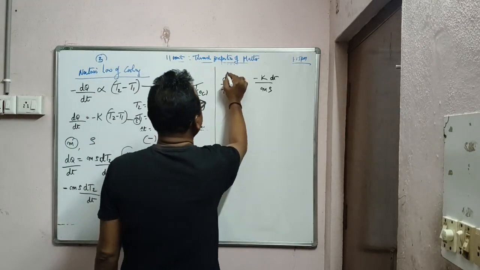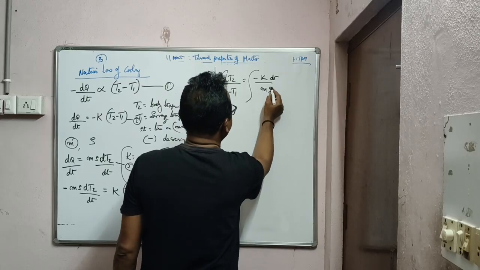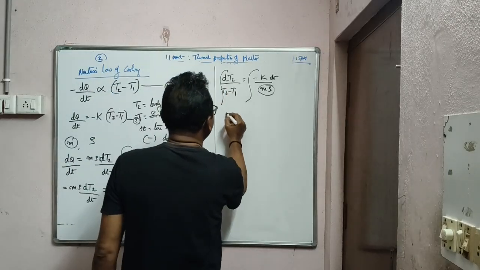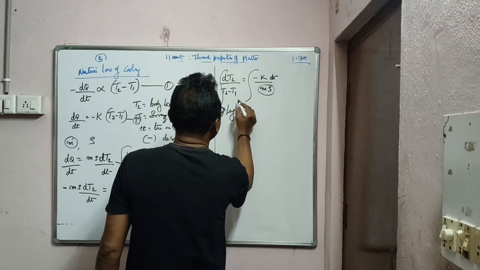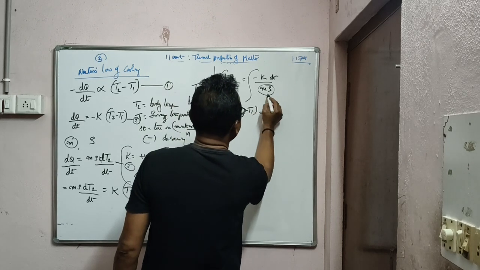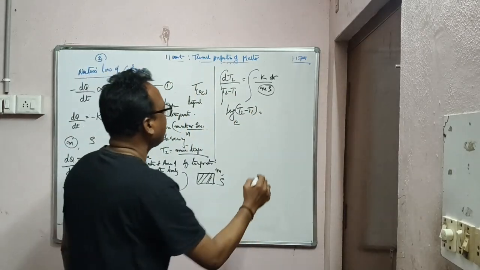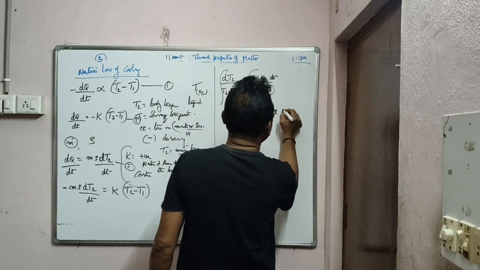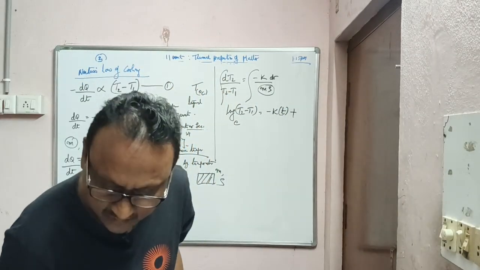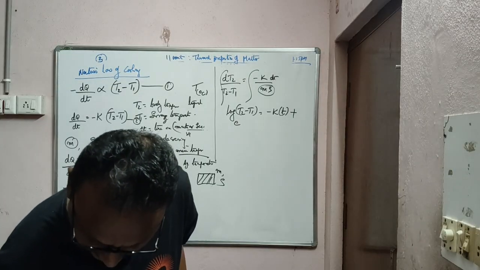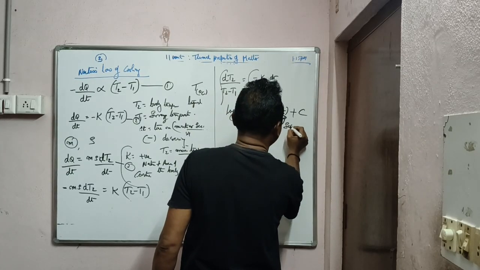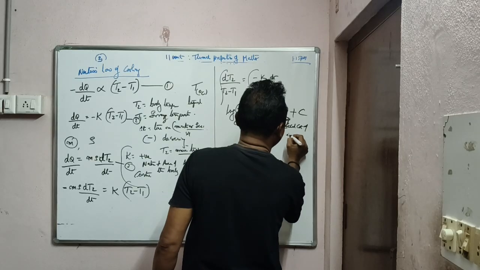Now I'll integrate this one. This is constant: the mass of the body is constant, specific heat is constant for the given body. On integration, you'll get log, since 1 by x integrates to log x, log of T2 minus T1 with base e. This one I'll take as a constant. Then we get minus k times t, and another constant of integration, let us take c, the second constant of integration.